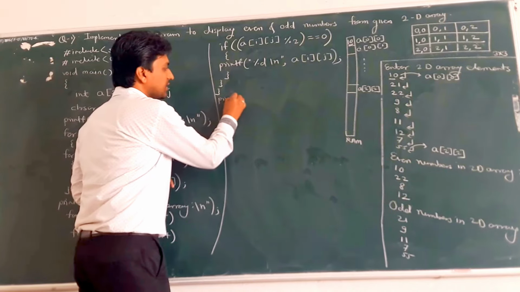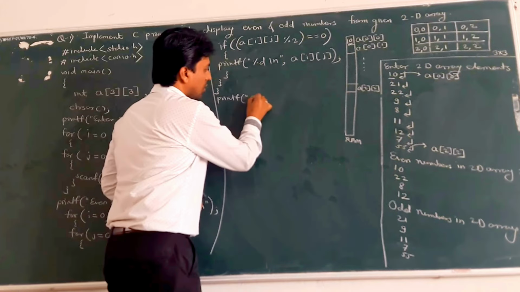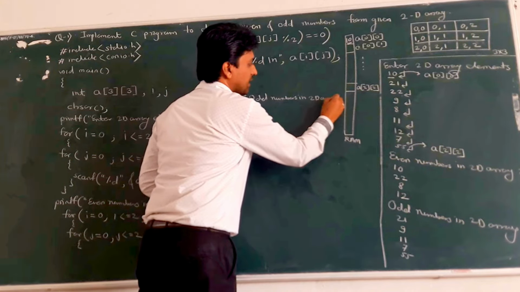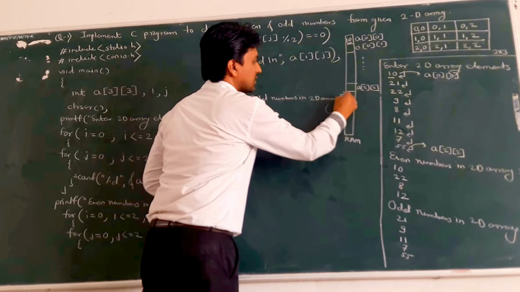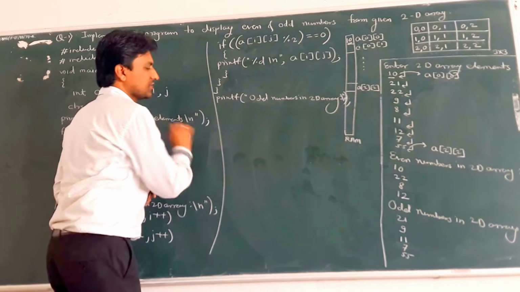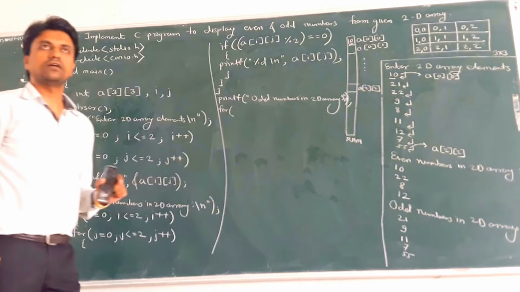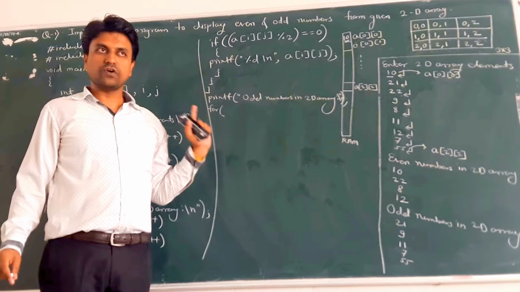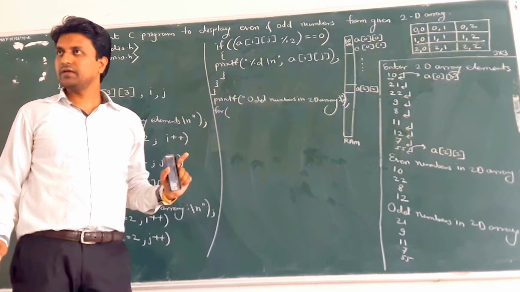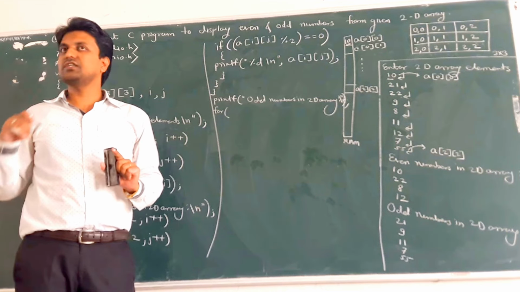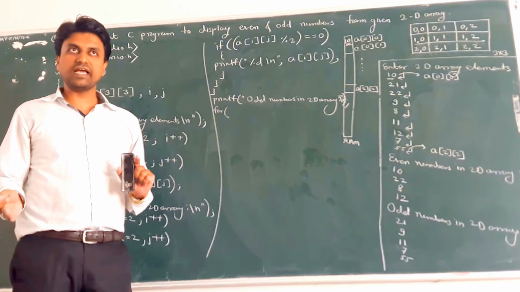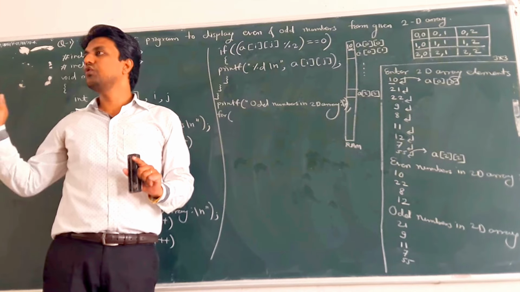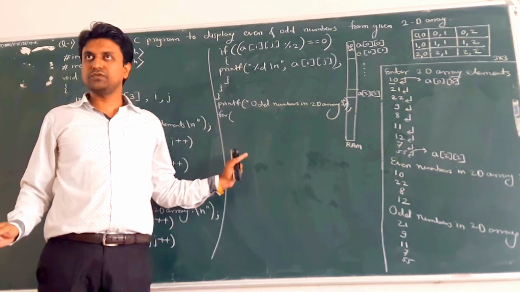So again, print the message printf "odd numbers in two-dimensional array\n" in double quotes. Next, again check the location, the first number, that A of 0, 0 is even or odd. For that, again use two for loops. Clear? While checking the numbers, while assigning values to the two-dimensional array elements, while displaying two-dimensional array elements, always use two loops. Here we use two for loops for that purpose.